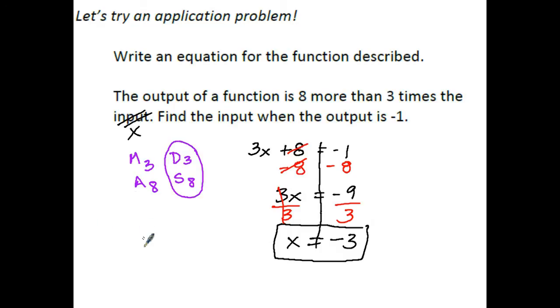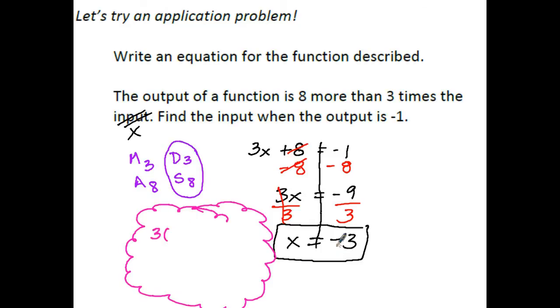Again, you want to check it, so we'll just go ahead and do this on the side. I'm going to go ahead and just check it. All right, so I'm going to go ahead and take 3 and plug in a negative 3, and then we're going to add an 8, and does that equal negative 1? So 3 times negative 3 is a negative 9. If you add 8, does that equal negative 1? Yes, it does. Negative 9 plus 8 is negative 1, and it does therefore equal negative 1. So that means that we did it correctly.